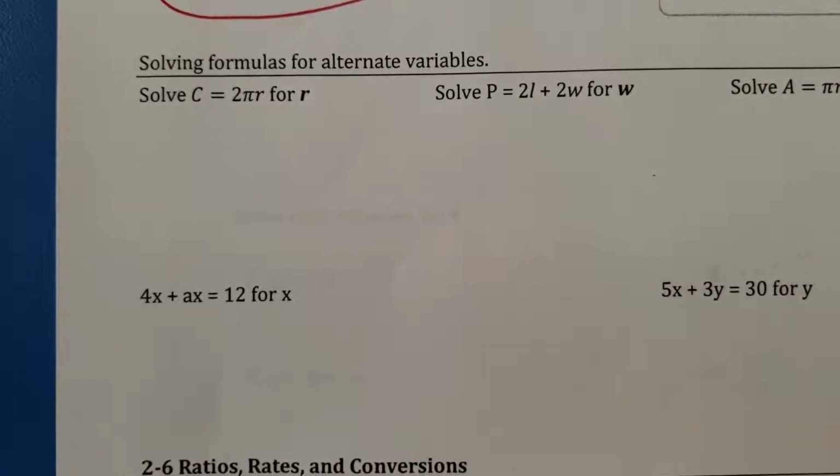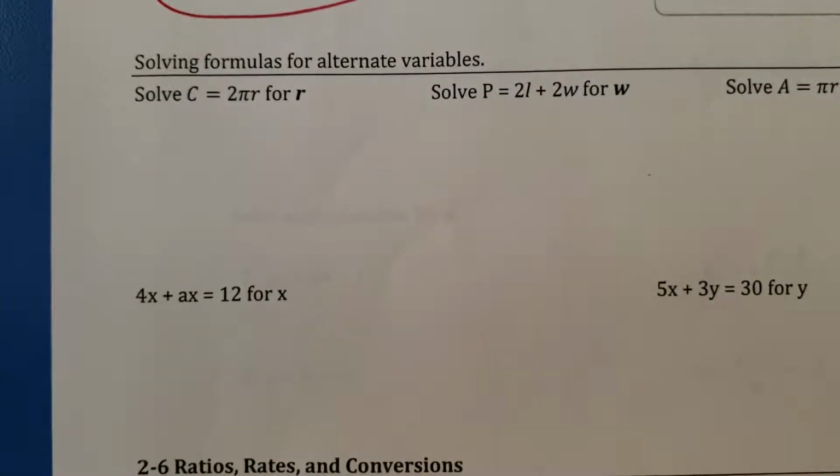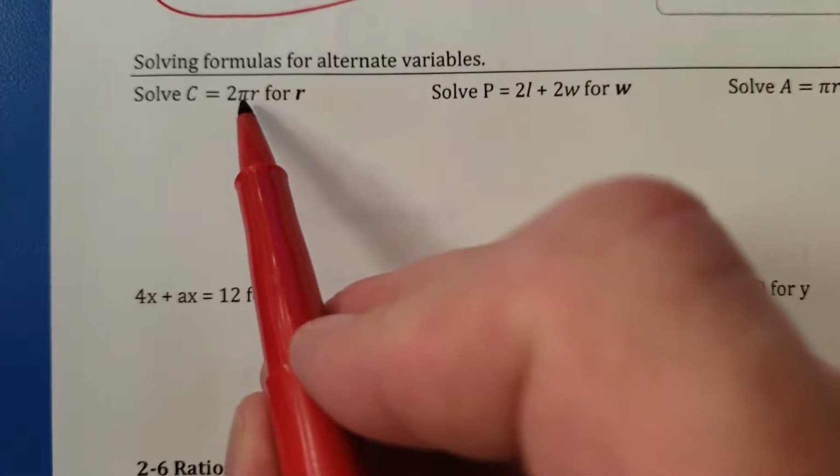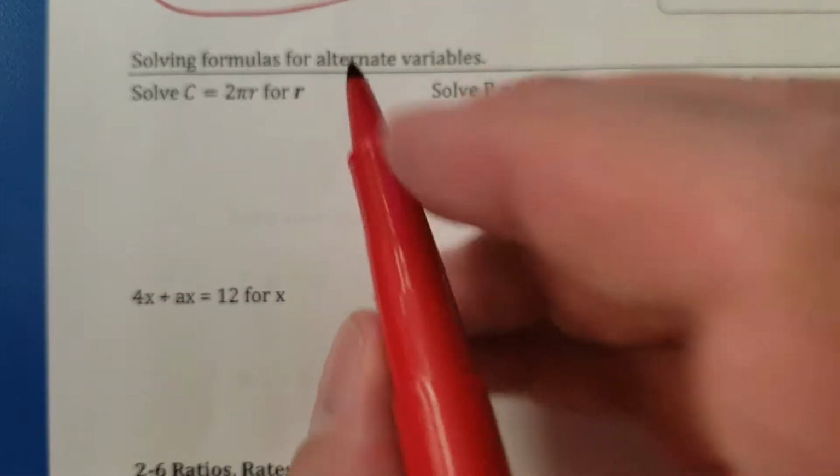All right, we're solving more equations for a given variable. So here we go. We have circumference equals 2 pi r, and we're solving it for r. Okay, so the 2 and the pi is connected to r.